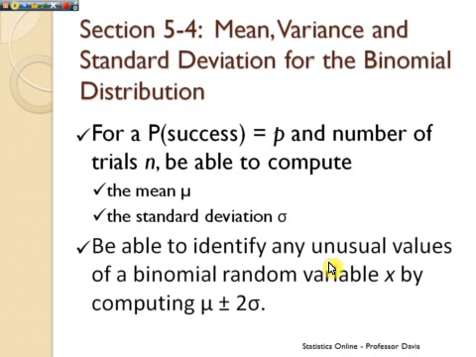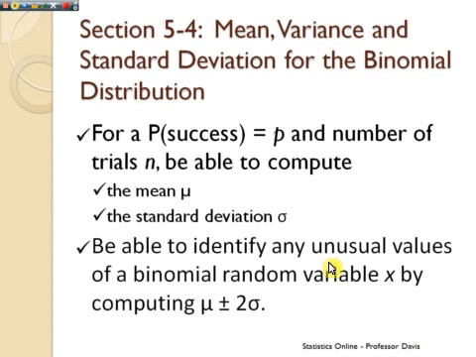This topics checklist kind of serves as a transition, so to speak, from the discrete probability distribution models to the continuous probability distribution models. So let's take a look at section 5.4. That section serves as a continuation of what we talked about in section 5.3 on the binomial distribution. And what we're looking at here is the mean, variance, and standard deviation specifically for this distribution.